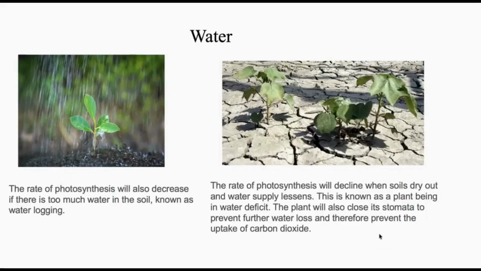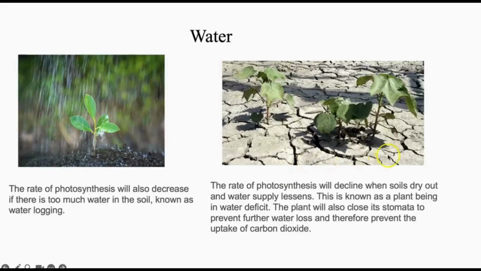The fourth factor is water. Water is an essential raw material for photosynthesis. The rate of photosynthesis also decreases when there is too much water in the soil, that is known as waterlogging. And the rate of photosynthesis will also decline when the soil dries out and there is no water supply.